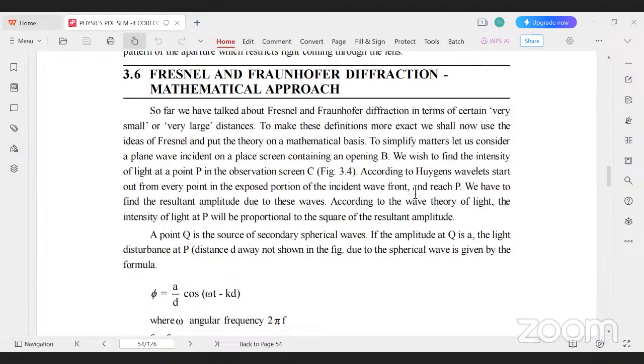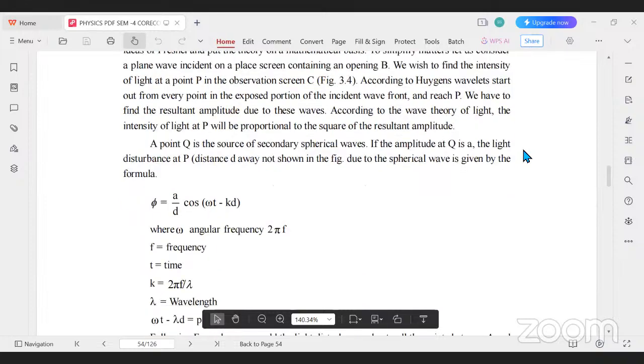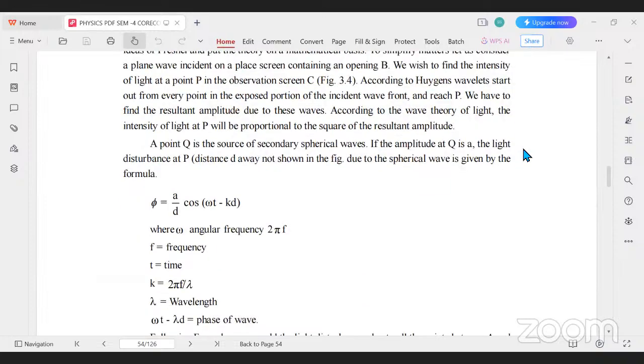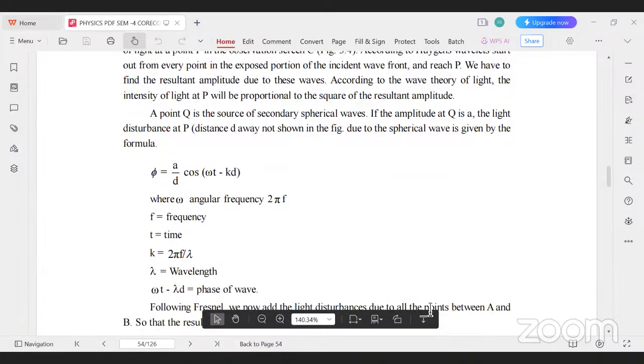For example, let us say a point Q is a source of secondary spherical waves. If the amplitude at Q is A, the light disturbance at P, distance D away (not shown in the figure), due to the spherical wave is given by the formula phi equals A by D cos(omega t minus k D), where omega is the angular frequency, 2 pi f, where f is frequency, t is time, and k is 2 pi by lambda, where lambda is the wavelength. Omega t minus k D is nothing but the phase.